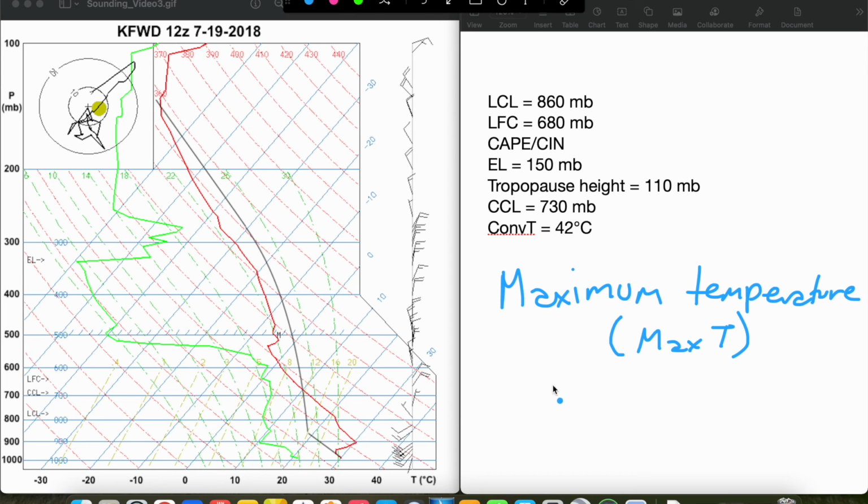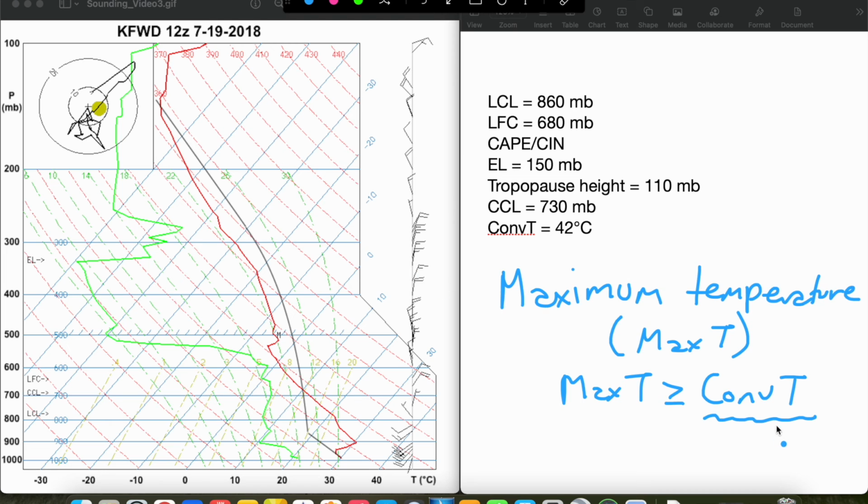And we want to compare it to the convective temperature, because if the maximum temperature is greater than or equal to the convective temperature, we have a better chance of seeing thunderstorms in the afternoon. Because if you recall, the convective temperature is the lowest temperature that parcels must be heated to in order to become buoyant or rise on their own.